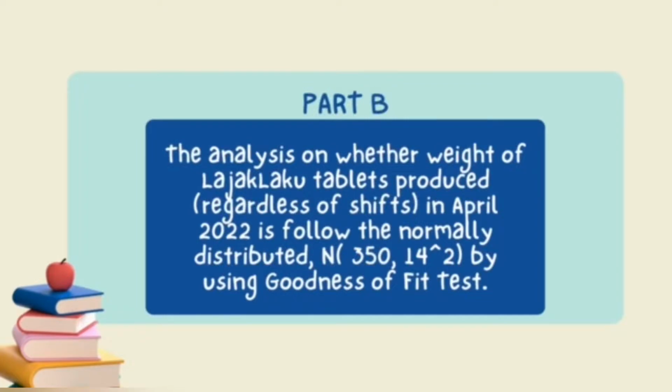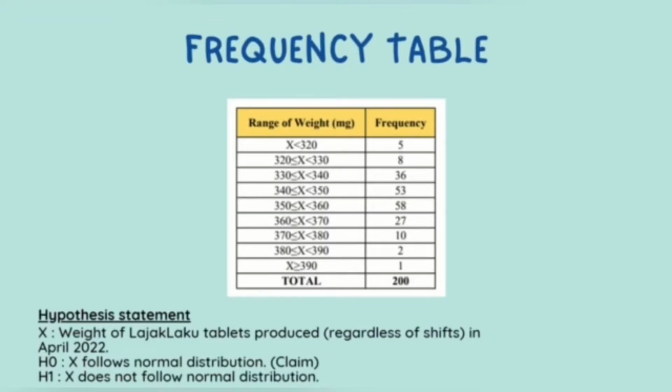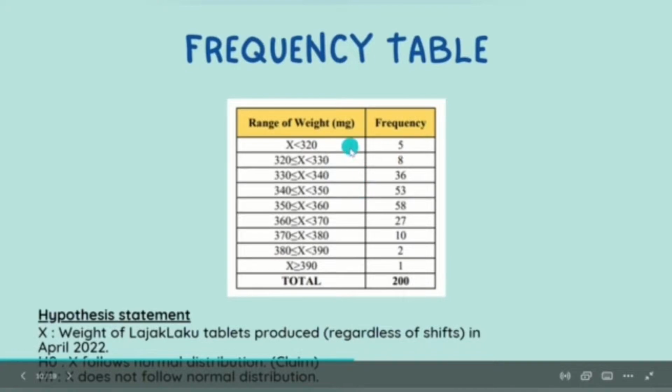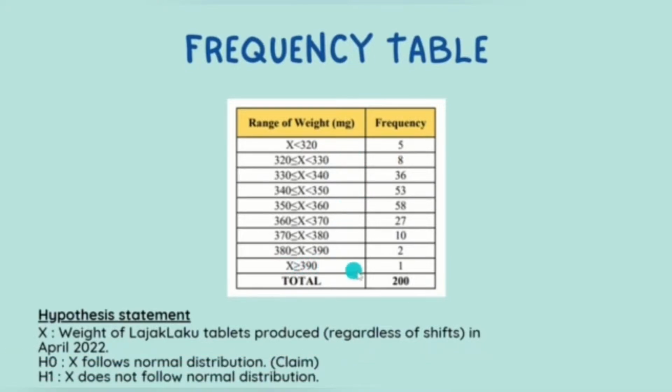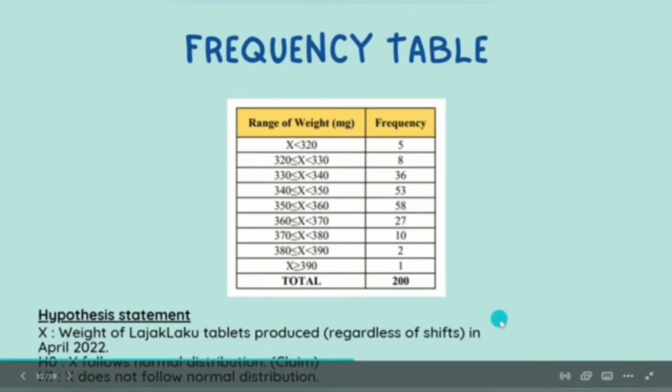For this question, first we need to collect all the data and construct a frequency table. This is the frequency table, where this is the range of the weight, which is 10. Next, this one is the count where we present the frequency, and the total count is 200.